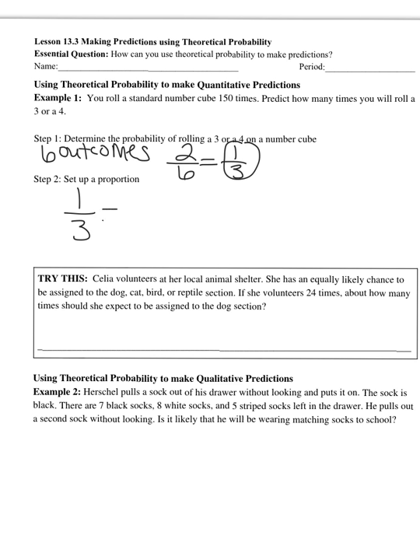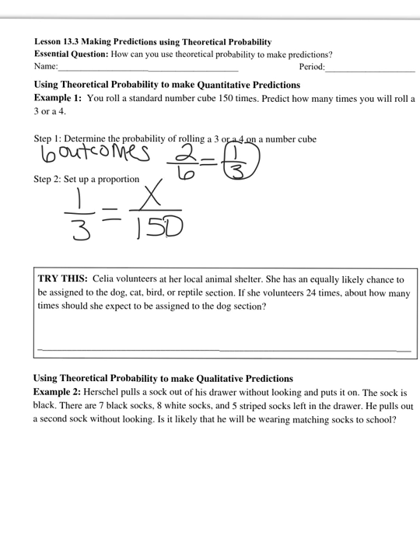So my proportion is going to look like this, where now instead of rolling it 3 times and one of them being a 3 or a 4, now I'm going to roll it 150 times. I'll make that look like a 0, sorry. So I'm rolling it 150 times. How many times is it going to be a 3 or a 4?